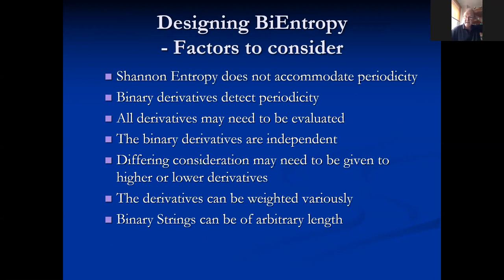So, in designing bi-entropy, I had to consider all these factors. We're going to use Shannon entropy. I'm going to be taking binary derivatives. I need to use all the binary derivatives. The derivatives are independent. Do I weight the derivatives highest first or lowest first? And how do I weight the derivatives? And how do I deal with strings of arbitrary length? And we pondered for an hour or two all those various issues and came up with the following function. So next slide, please.